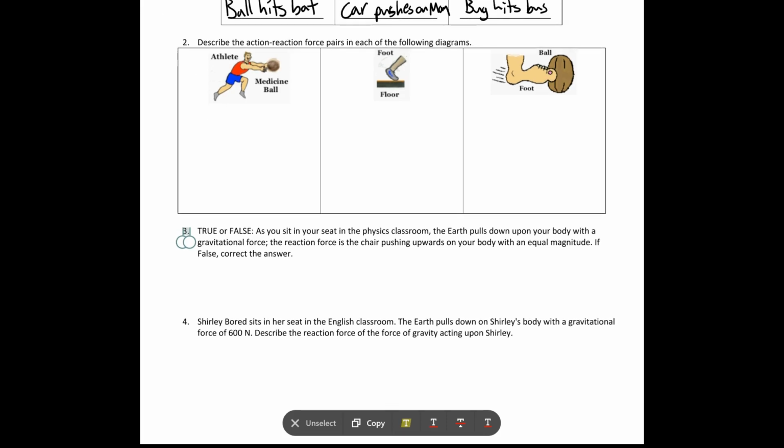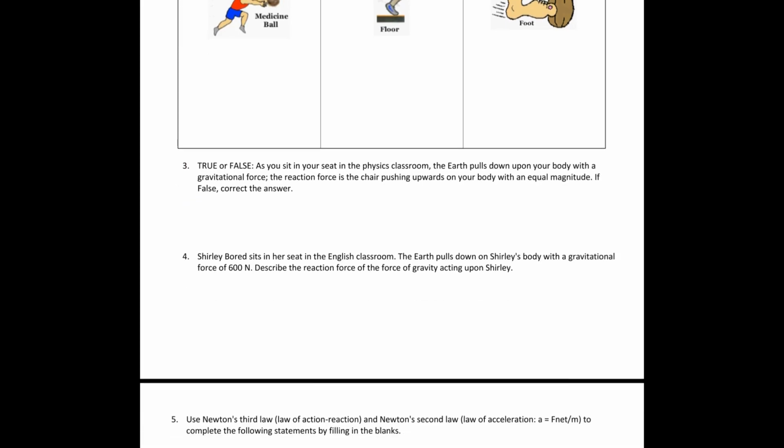Okay. All right, so number three, true or false? As you sit in your seat in the physics classroom, the earth pulls down on your body with a gravitational force. The reaction force is the chair pushing upwards on your body with an equal magnitude. If false, correct the answer. This might seem a little bit weird because the inanimate object, the chair, is pushing on me? Yes, this is true.